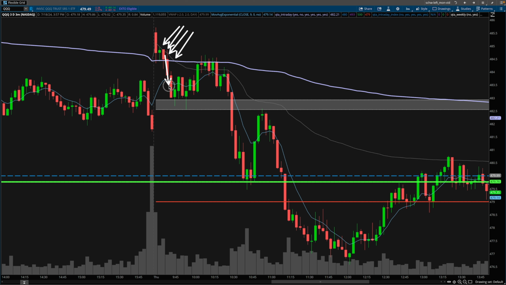So yes, the NASDAQ did break down, but then it was met by some sort of support here. This is the quant trading app intraday level, and it ended up bouncing right back up to VWAP. Now it's met by the 2-day anchor VWAP, and it's just struggling to hold over it.